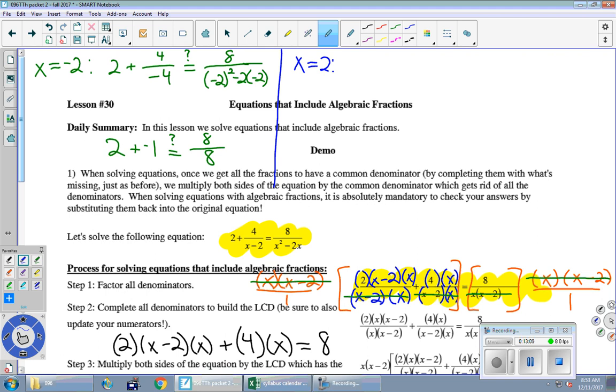I'm plugging into, again, this original yellow equation. 2 plus 4 over x is now becoming 2 plus 4 over 2 equals question mark. Both of these x's are becoming 2's, just like that. So have I replaced all the x's with 2? I have. What can you tell me about that 4 over 2 minus 2?